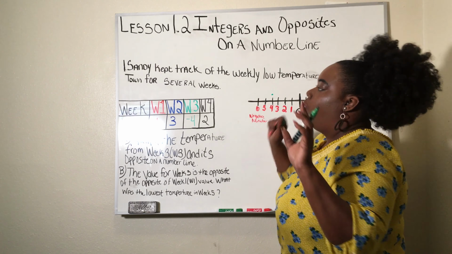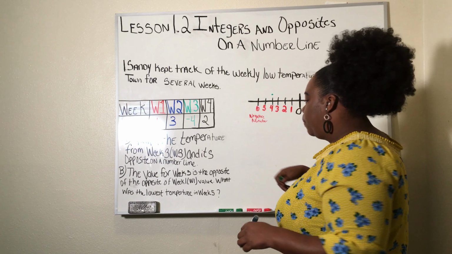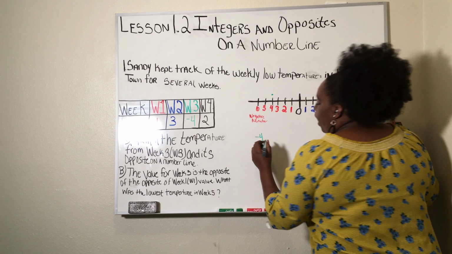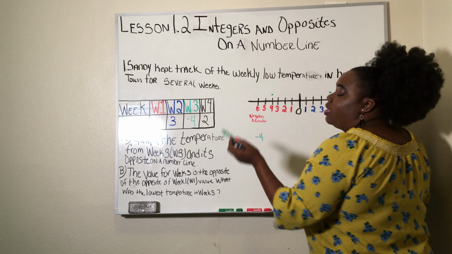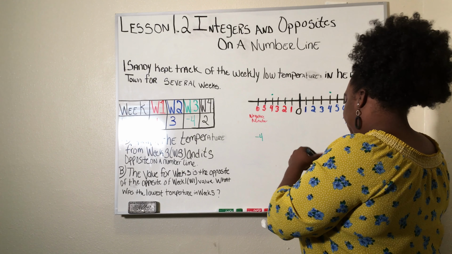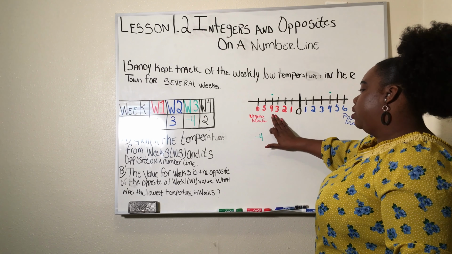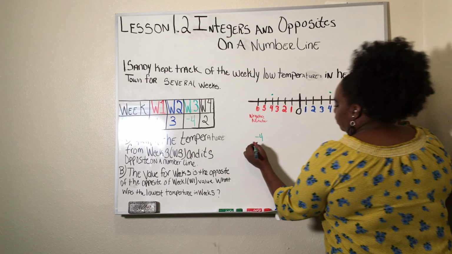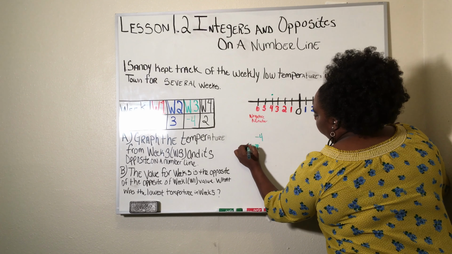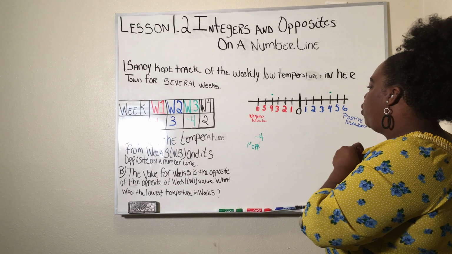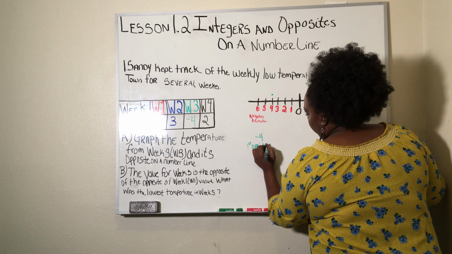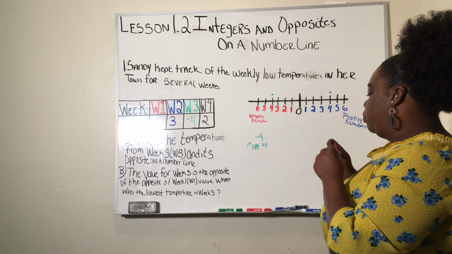We already kind of know what the opposite of -4 is, right? So we have -4, and we want to find the opposite of -4. The first opposite, I'm just going to put "first opposite" on the board like that. So the first opposite of -4 would be +4, because it is the same distance from 0 on the other side of 0.